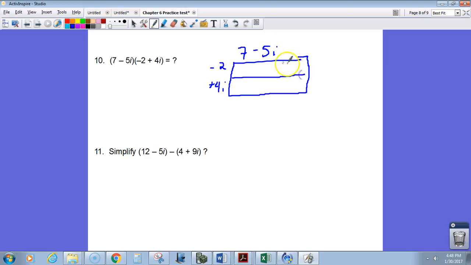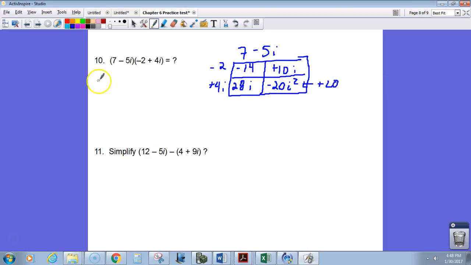And I'll just make our little box. So this is negative 14, this is positive 10i, this is positive 28i, and this is negative 20i squared. But remember, i squared is always equal to negative 1. So negative 1 times negative 20, this whole box here, is just going to be positive 20.